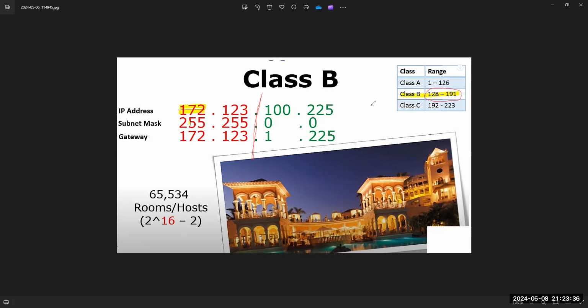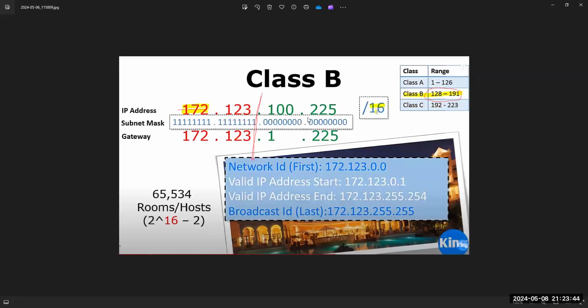Now, how many hosts will there be over here? Let me convert this. You can see over here, 8 plus 8, that is 16, right? So 2 raised to 16 minus 2 will be the number of hosts which I can create over here. Clear? Okay.